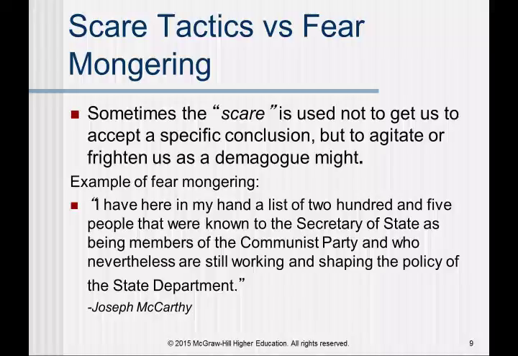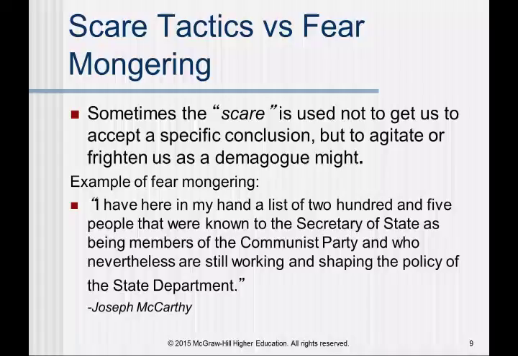I have here in my hand a list of 205 people that were known to the Secretary of State as being members of the Communist Party and who nevertheless are still working and shaping the policy of the State Department.